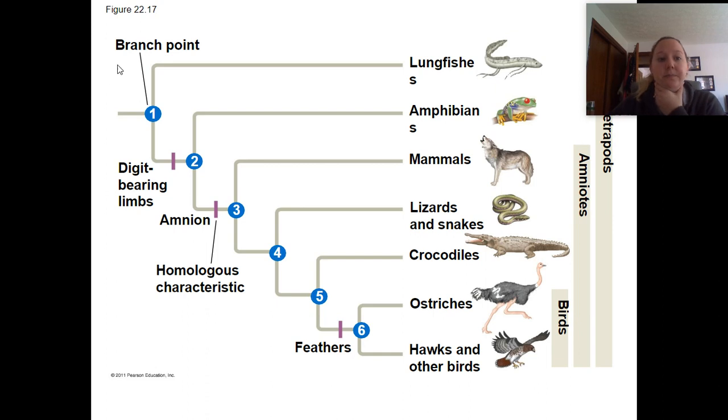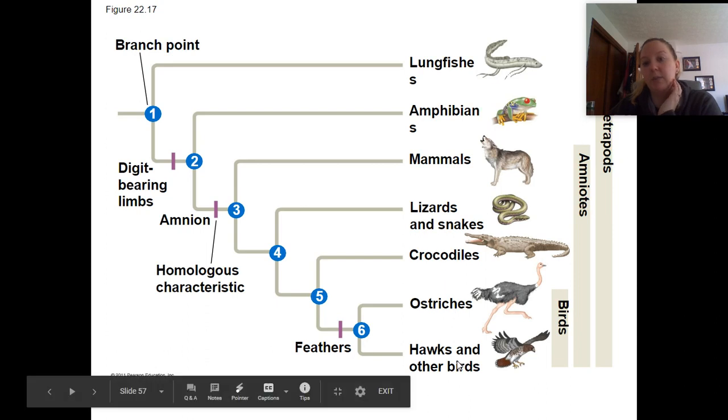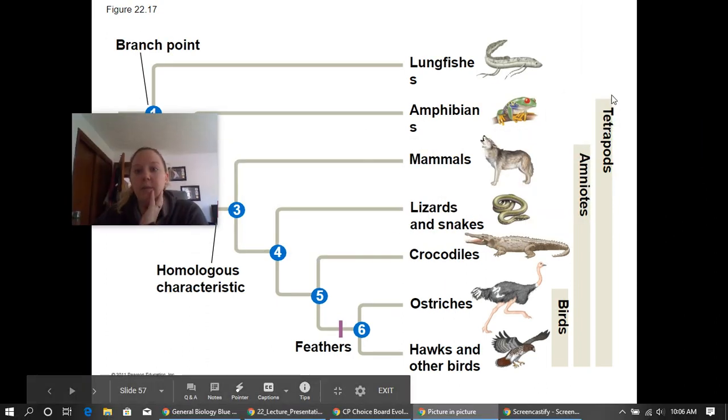So we start here, we have a branch point, and we have our lungfish. It branched again when there were digit-bearing limbs. That gave us amphibians. We had a branch again that gave us mammals. These are our homologous characteristics that it's showing. We branch again and we got lizards and snakes, then we got crocodiles, and we got ostriches and hawks and other birds. And you can see everything but the lungfish is a tetrapod, meaning a four-limbed organism. And then amniotes and then birds.